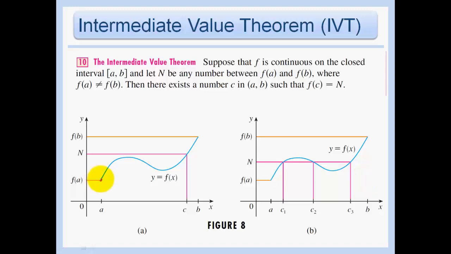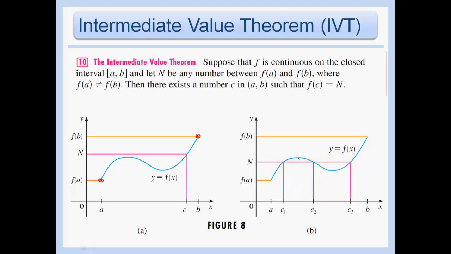So here we have f of a, for example, and here we have f of b. And we have this n, which is a number between the two. Then there exists a number c in the open interval, okay, this is open interval, such that f of c equals n. So just saying that there has to be some number in the middle. It can happen once, or it can happen more than once that it equals that number.